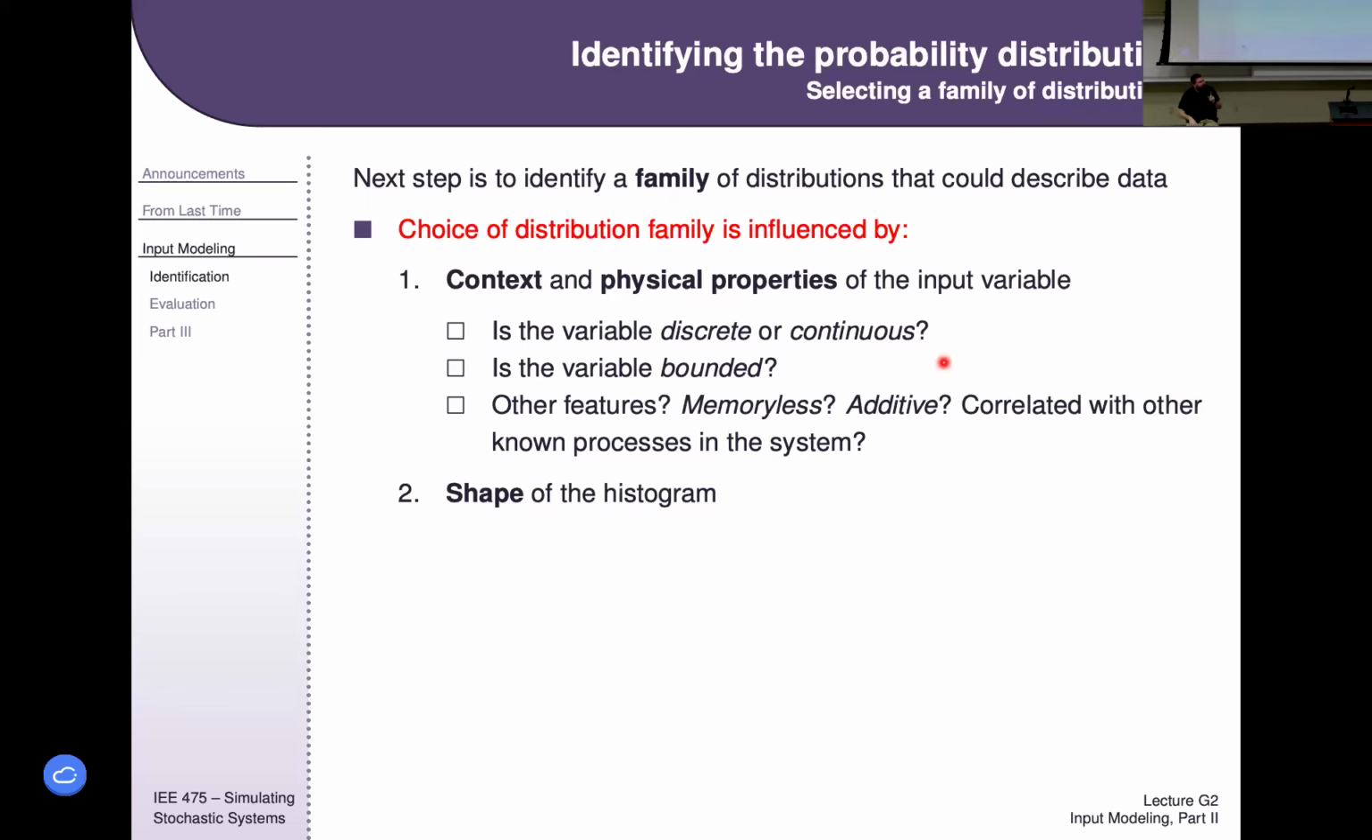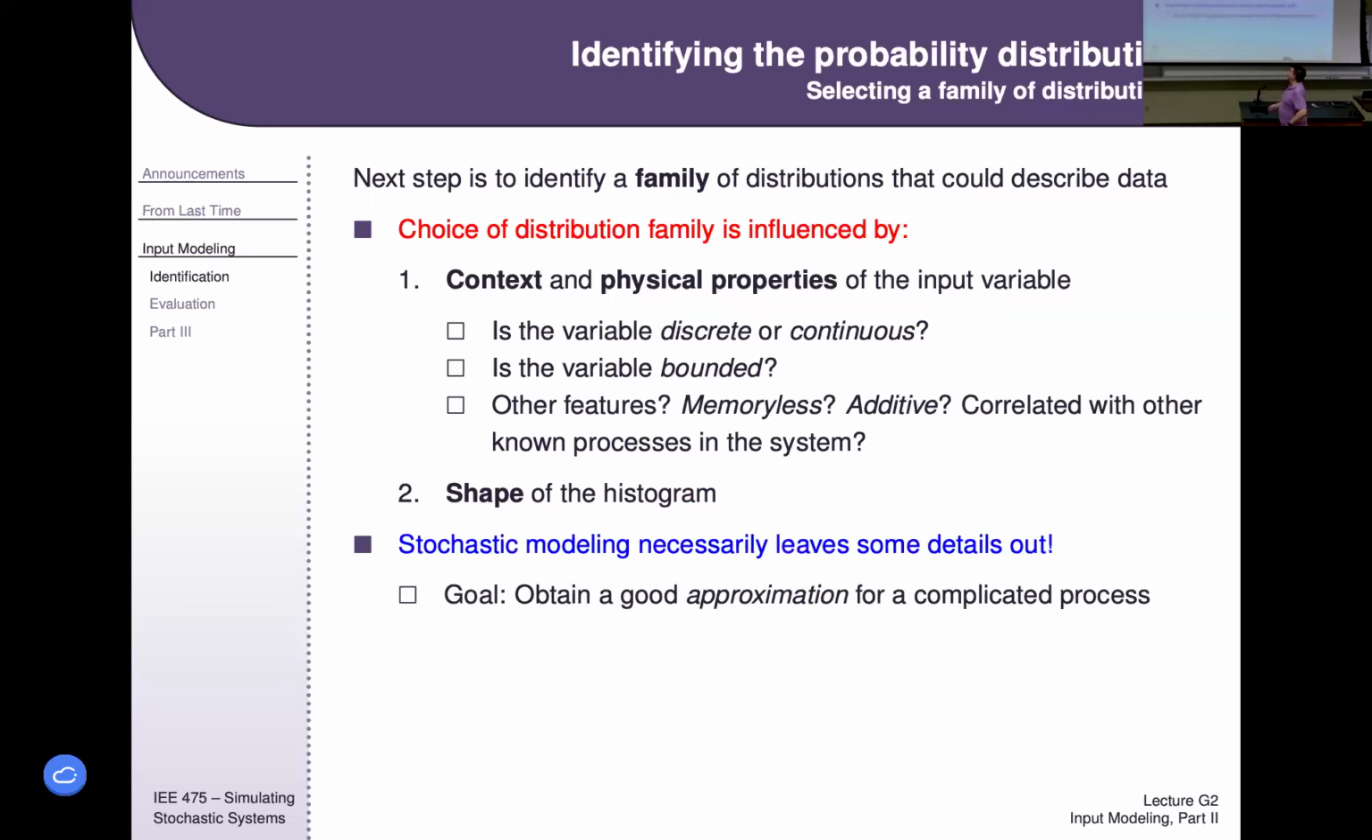I mentioned additive before. Is it the result of a bunch of steps being added on top of each other that are independent from each other? Then maybe a normal distribution is a good place to start, and so on. So you look at those things, and that gives you an idea of where it might be. And then you look at the shape of the histogram or the shape of the CDF. From that, you can say, well, based on the 6 that I thought it might be, these 2 are the only ones that could generate this shape.